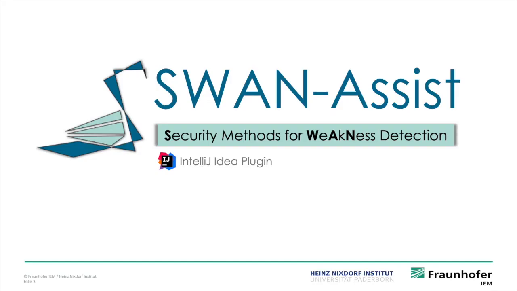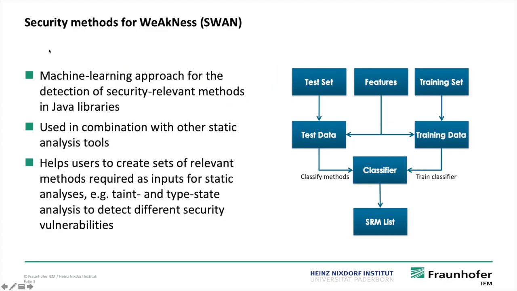Our tool is SWAN Assist, an IntelliJ plugin that enables users to actively adapt the list of security-relevant methods directly in the IDE. SWAN Assist uses SWAN, a machine learning approach for the detection of security-relevant methods in Java libraries. It uses a manually defined list of methods as a training set. The features evaluate certain properties of the methods in the test set, which in this case is the user's codebase, and aids the classification process.